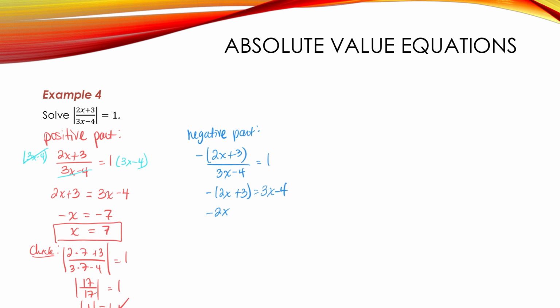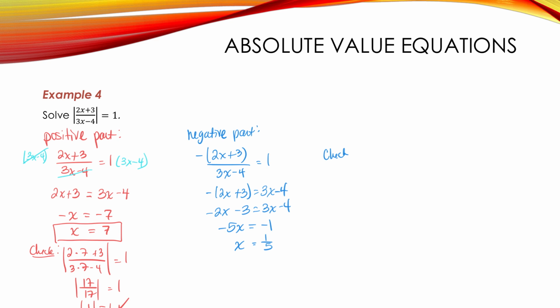So negative 2x minus 3 equals 3x minus 4. Subtract over the 3x, I get negative 5x. Add over the 3, and negative 4 plus 3 is a negative 1. So x is negative 1 over negative 5, which is the same as a positive 1 over 5. And you can probably guess that checking this one's going to be a little more challenging than the first one was.